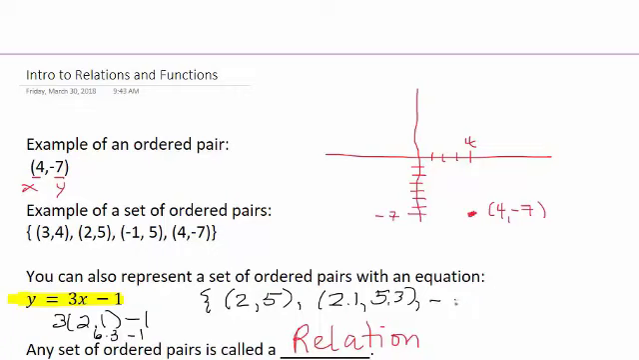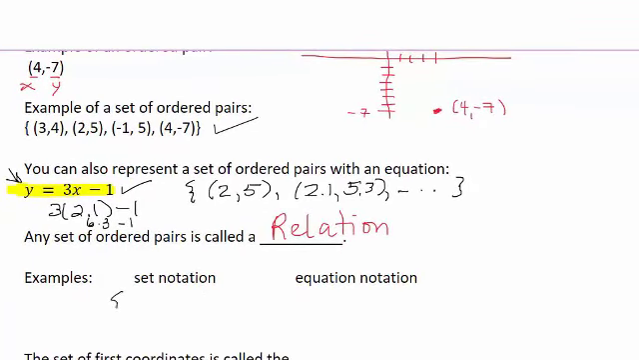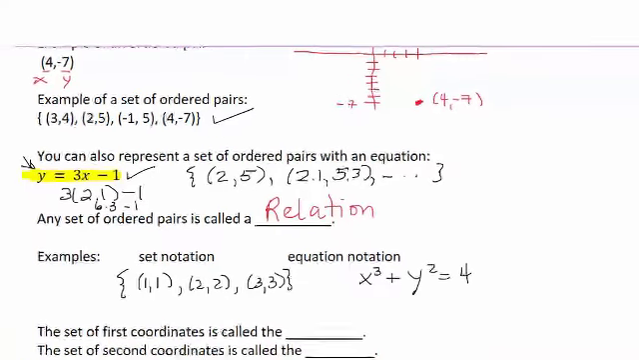And I could go on forever listing out an infinite number of ordered pairs, but since I don't have time to list an infinite number of ordered pairs, I give a relationship defined by an equation. Our relations might be a list of ordered pairs, or they might be represented by an equation. So if I said, give me an example of a relation in set notation, you might say, okay, I'm going to have the point (1, 1) and the point (2, 2) and the point (3, 3), and those are my set of ordered pairs. Or if I said, give me an example of a relation in equation notation, you might say, I want x cubed plus y squared equals 4. Any equation that has an x and a y in it.